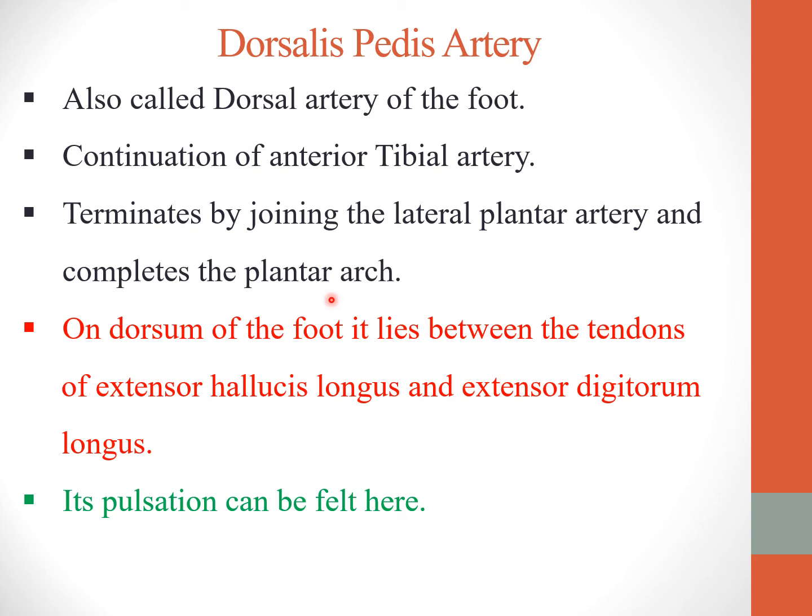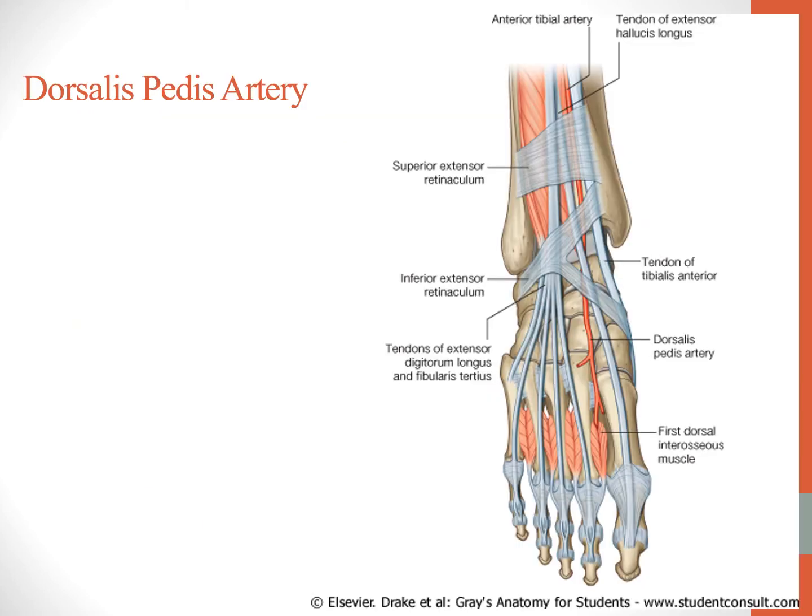So the dorsalis pedis artery is a continuation of the anterior tibial artery just in front of the ankle, and it terminates by joining the lateral plantar artery and completes the plantar arch. On the dorsum of the foot, it lies between the tendons of extensor hallucis longus and extensor digitorum longus, and this is the pulsation point of this artery. We will also see the picture in the last for the pulsation.